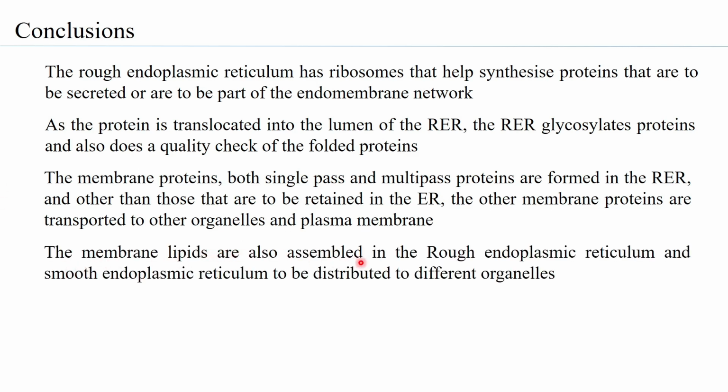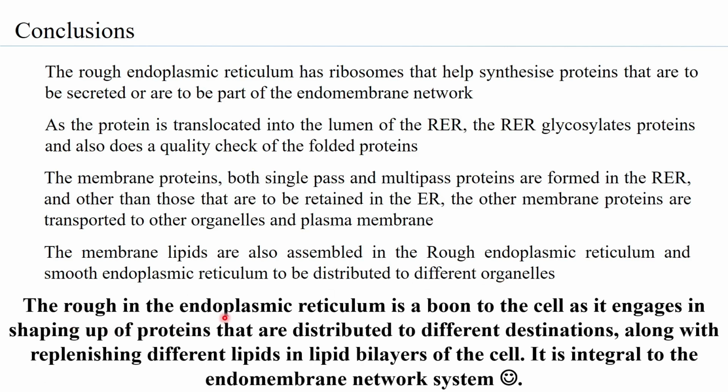The membrane lipids are also assembled in the rough endoplasmic reticulum and smooth endoplasmic reticulum to be distributed to different organelles. So the rough endoplasmic reticulum is a boon to the cell as it engages in shaping up of proteins that are distributed to different destinations, along with replenishing different lipids in lipid bilayers of the cell. It is integral to the endomembrane network system.